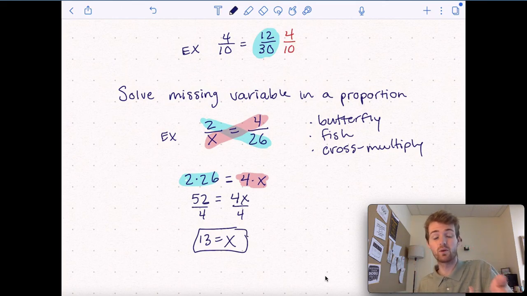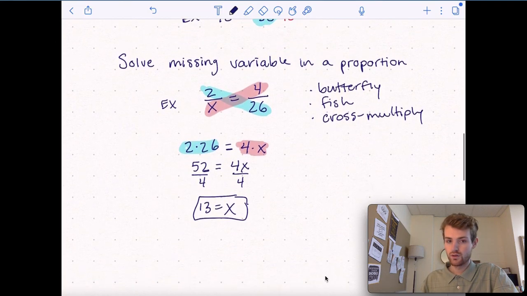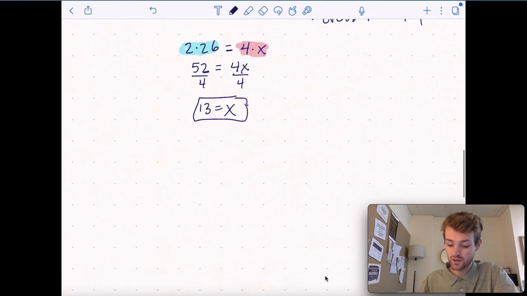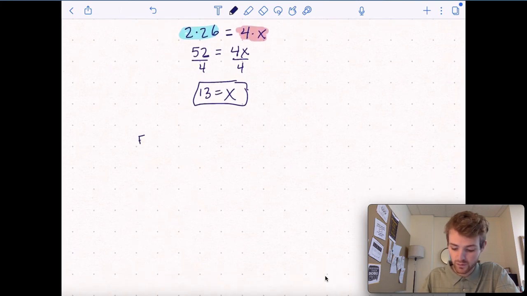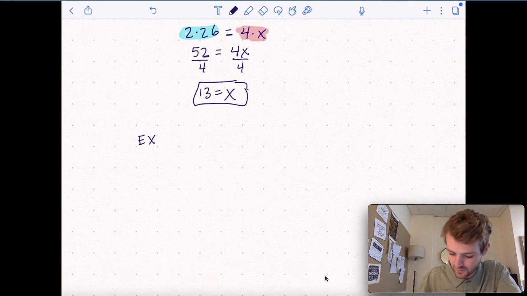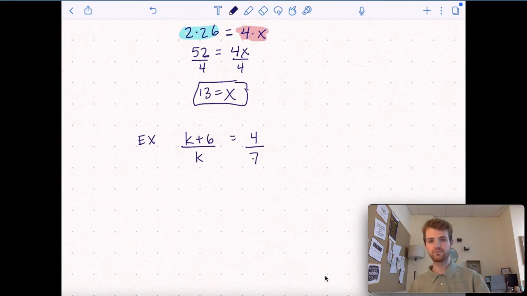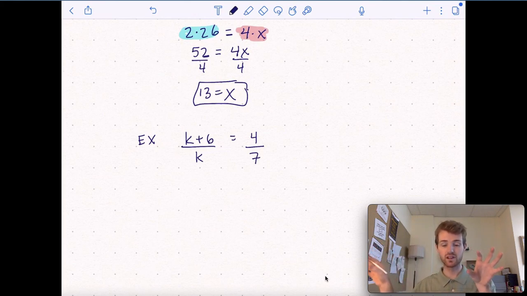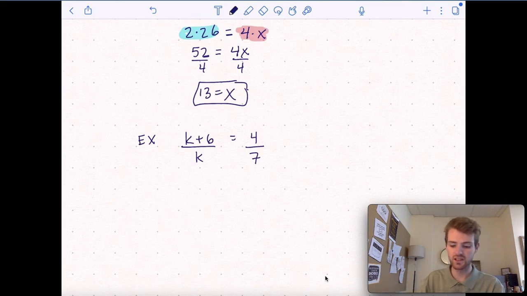So we will see proportions where we need to solve for a piece of it, or solve for a variable. Let me show you another example of a proportion problem we will be working with that elevates the difficulty. We will see something like this. k plus 6 over k equals 4 over 7. This is still a proportion. We still have a ratio equals a ratio, or a fraction on both sides of that equal sign.